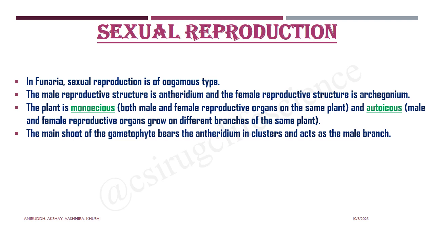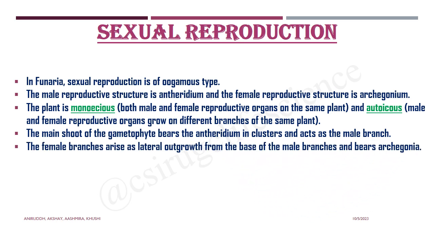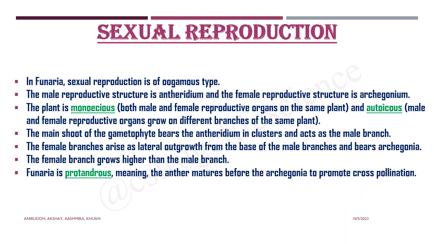The main shoot of the gametophyte bears the antheridium in clusters and acts as the male branch. The female branches arise as lateral outgrowth from the base of the male branches and bear archegonia. The female branch grows higher than the male branch. Funaria is protandrous, meaning the antheridium matures before the archegonia to promote cross-fertilization.